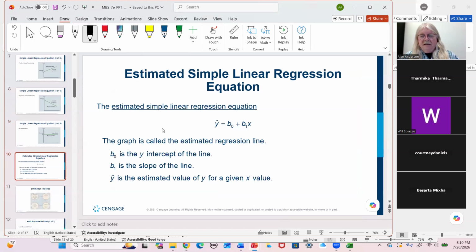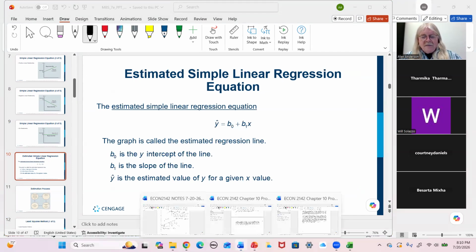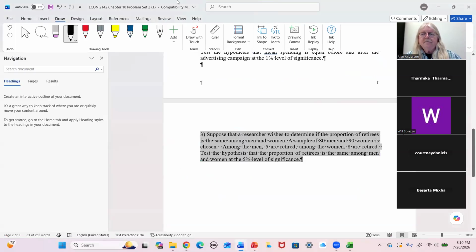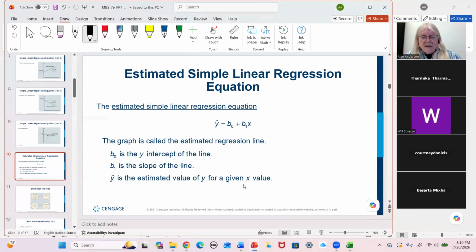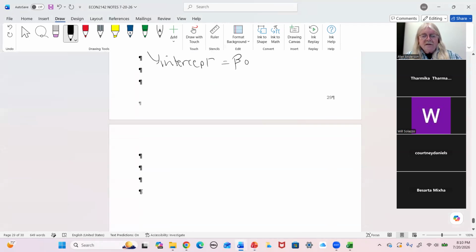Let me just show you briefly what's coming next. Obviously, we're not going to be able to estimate the population regression line. Instead, we're going to estimate the sample regression line. And it looks like this, okay? So this is where the bulk of our attention will be focused. Oh, sorry, not simple, sample.